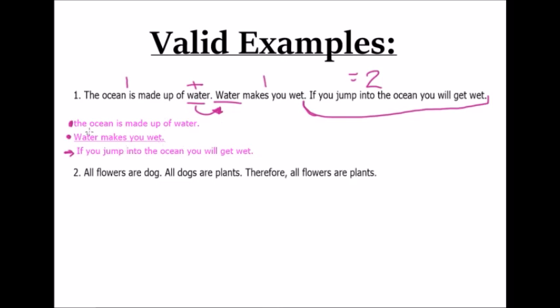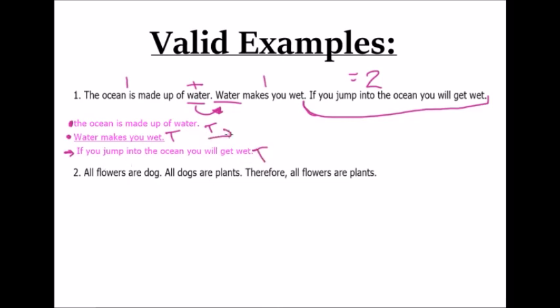So we'll just go through the truth value. Each of these does have a truth value. They have to have a truth value. Every single little piece of this does. So if I were to ask, does this have a truth value? The ocean is made up of water. Yes, that does have a truth value. Could we determine what it is? It's true. Water makes you wet. Truth value? Yes. So this has a truth value, but in reality is it true or false? It's true. If you jump into the ocean, you will get wet. This is also true, and it also has a truth value.